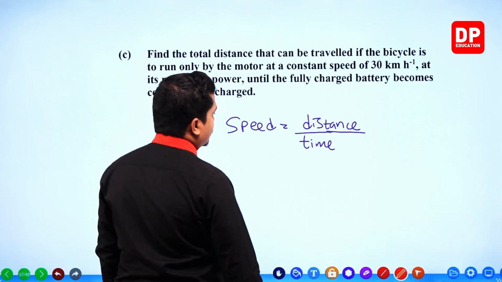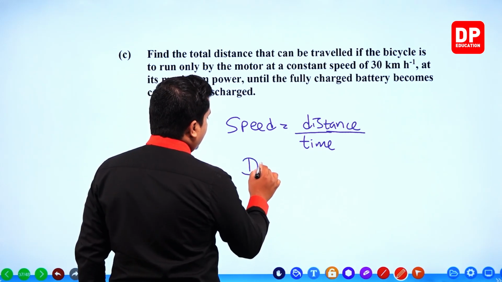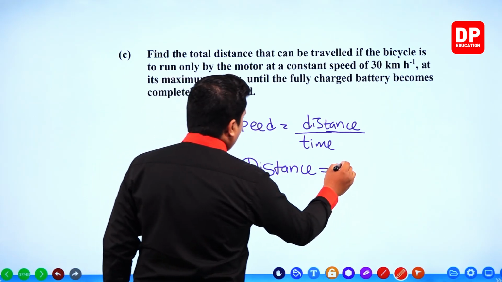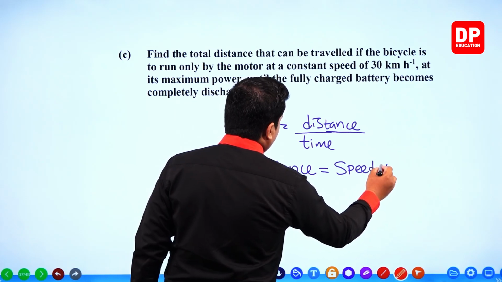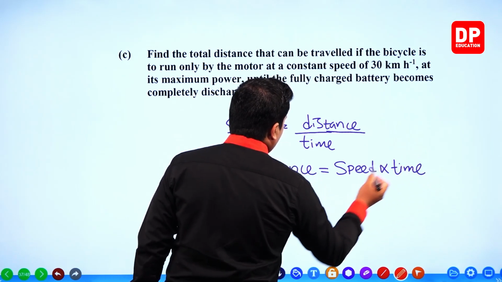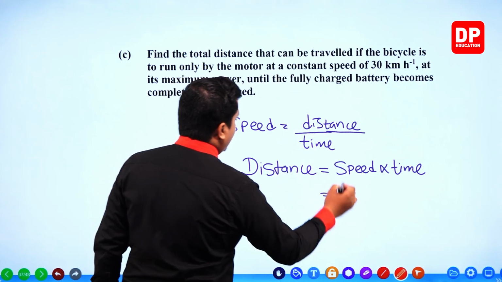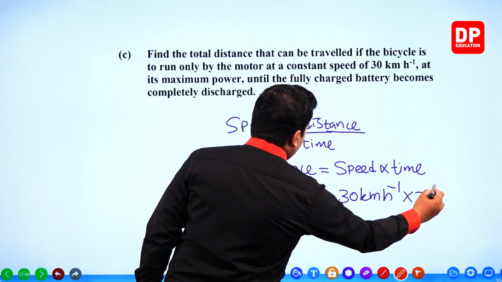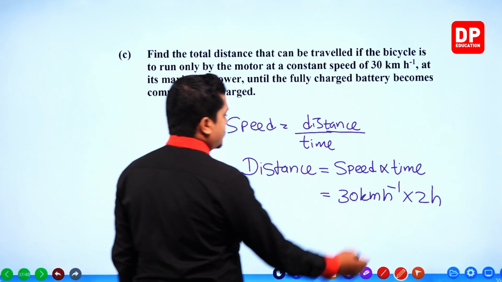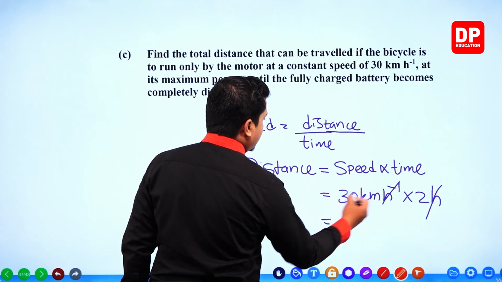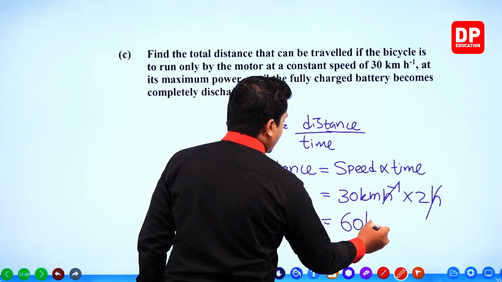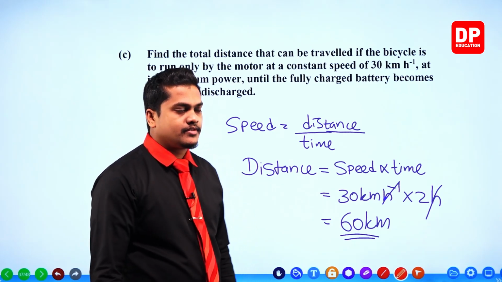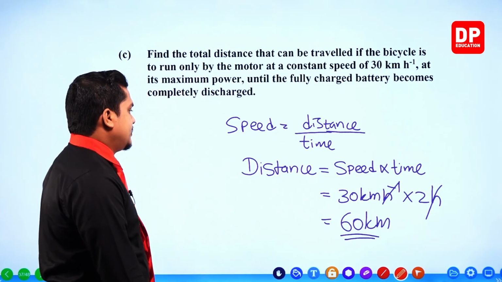Speed is equal to distance over time. That means, my dear children, distance is equal to, we do the cross multiplication, speed into time. Now what do you need to do? You take the speed 30 km/h minus 1, multiply it by the answer previously, 2 hours. Hours to hours getting cancelled. Answer is coming from kilometers. 30 times 2, 60 kilometers. 60 kilometers. Right.